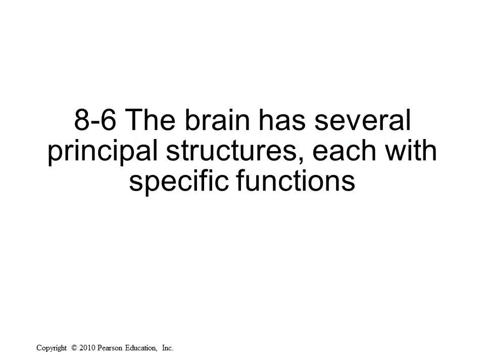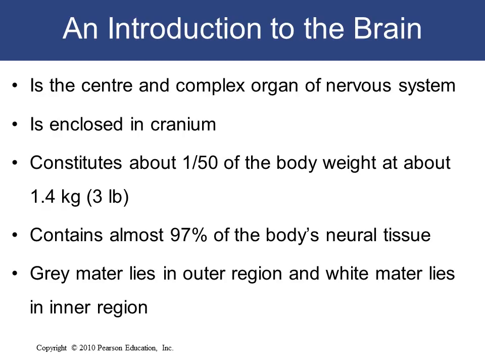So now, after we have discussed the meninges that cover the brain and the spinal cord, we'll start by discussing the anatomy of the brain, and look at the several principal structures of the brain, the regions of the brain, and their specific functions. The first one we'll be looking at is the brain itself. The brain is the center and most complex organ of the nervous system, and it is enclosed in the cranium, within the cranial cavity.